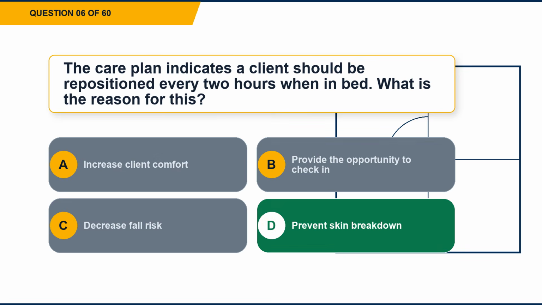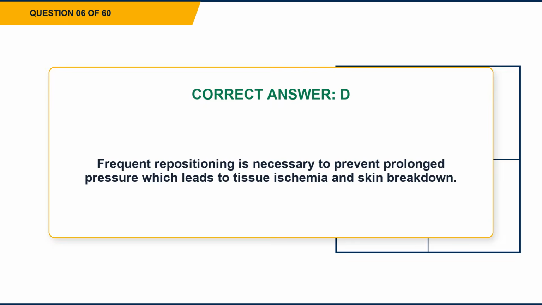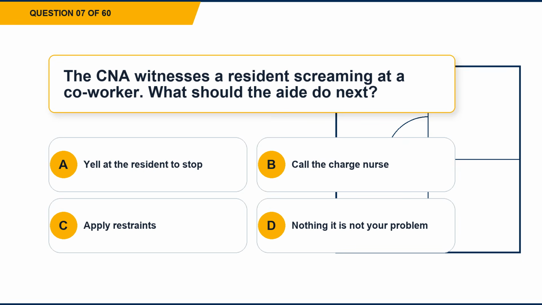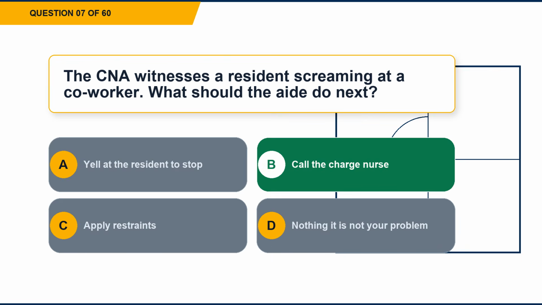Prevent skin breakdown. Explanation. Frequent repositioning is necessary to prevent prolonged pressure, which leads to tissue ischemia and skin breakdown. Question 7. The CNA witnesses a resident screaming at a coworker. What should the aide do next? Option A. Yell at the resident to stop. Option B. Call the charge nurse. Option C. Apply restraints. Option D. Nothing, it is not your problem. The correct answer is option B.